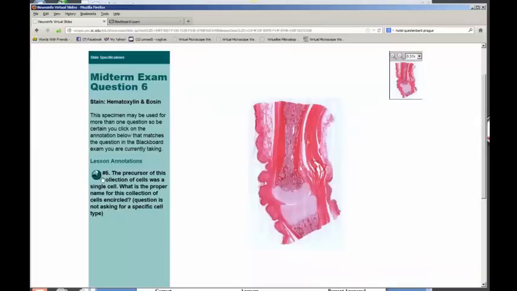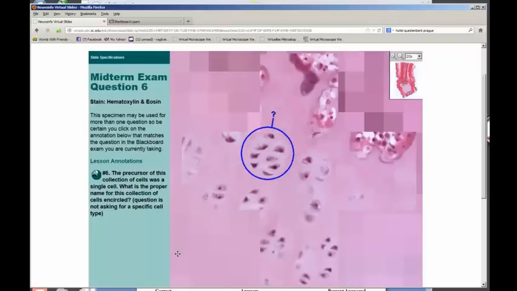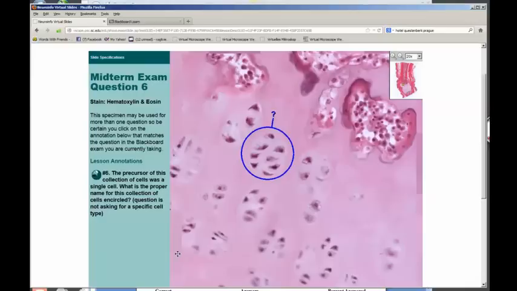So question 6, as we click on this button, the precursor of this collection of cells was a single cell. What is the proper name for this collection of cells encircled? Now the question is not asking for a specific cell type. It's asking for the name of this collection of cells. So you need to recognize the tissue. You're not told what the tissue is.